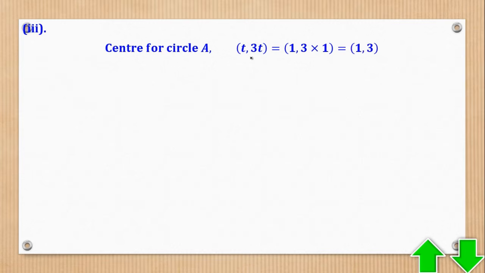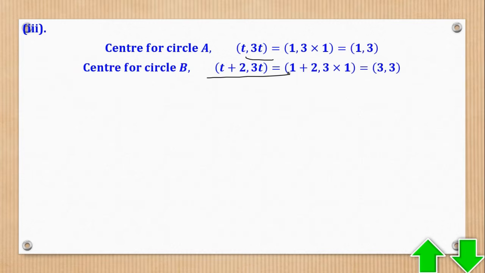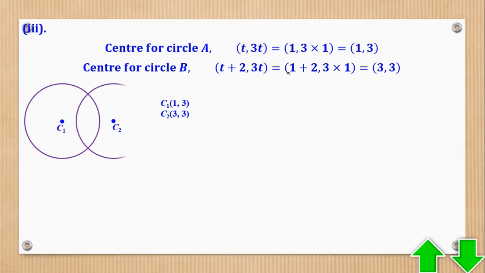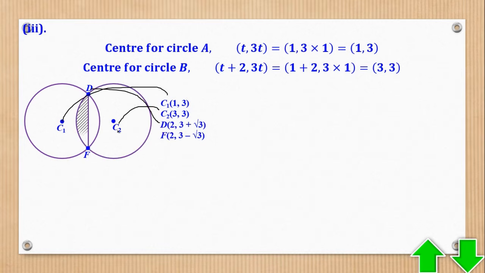So the center of circle A is that, and the center of circle B is that. You have 2 points, C1 is this and C2 is that, then this point D is this and this point F is that. Now the area they want is this area which is shaded.